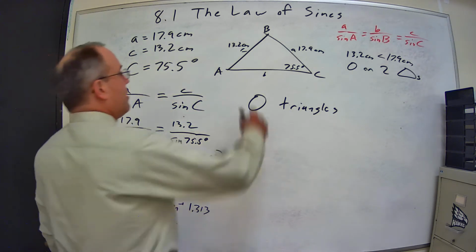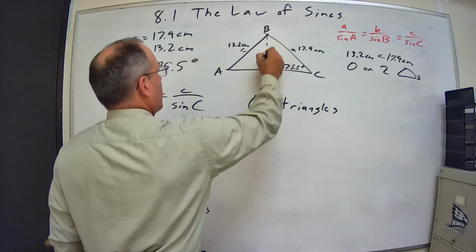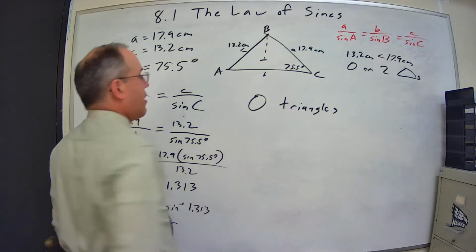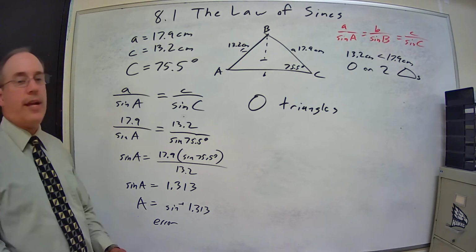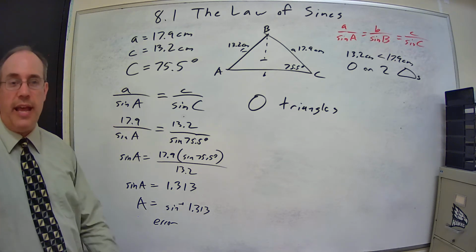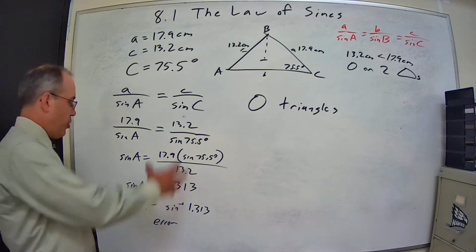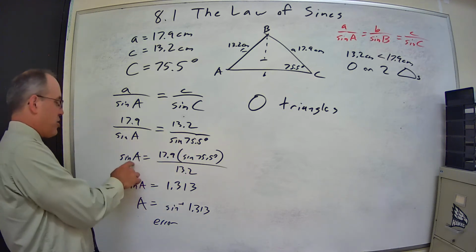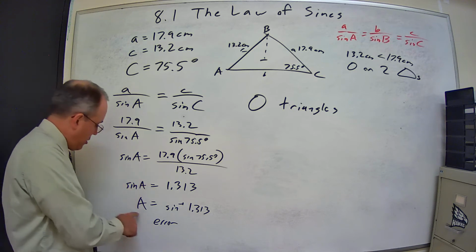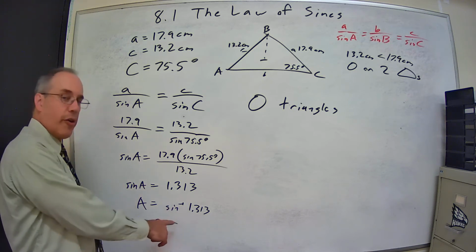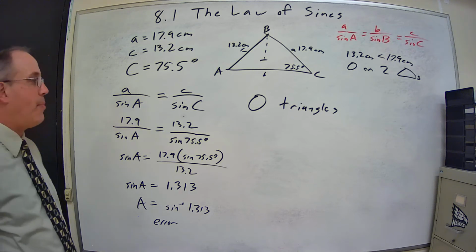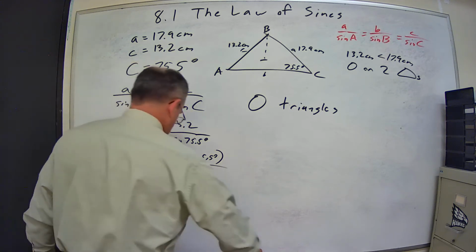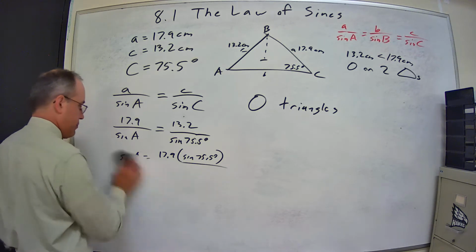Basically, 13.2 is dangling there and never touches side B. So no triangles. So that's one thing that can happen to us. And notice when we work our way through and try to find that angle, we get an error. If you plug that into your calculator, you'll see that's exactly what happens. So therefore, no triangles. So there's one possibility.